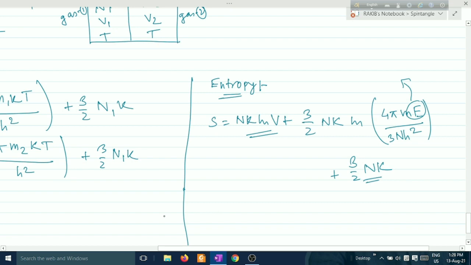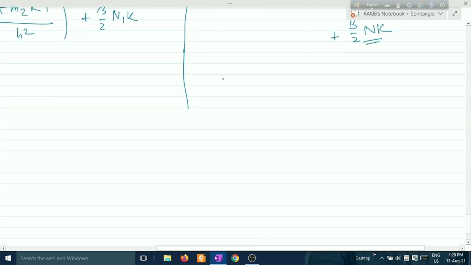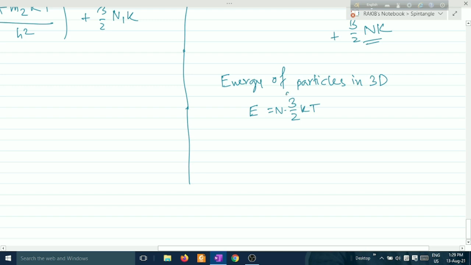From equipartition of energy we know that the energy of n particles in 3D is given by E equals 3 by 2 n times kT. Here 3 by 2 kT is for one particle, and there are n particles, so the total energy will be n times 3 by 2 kT.